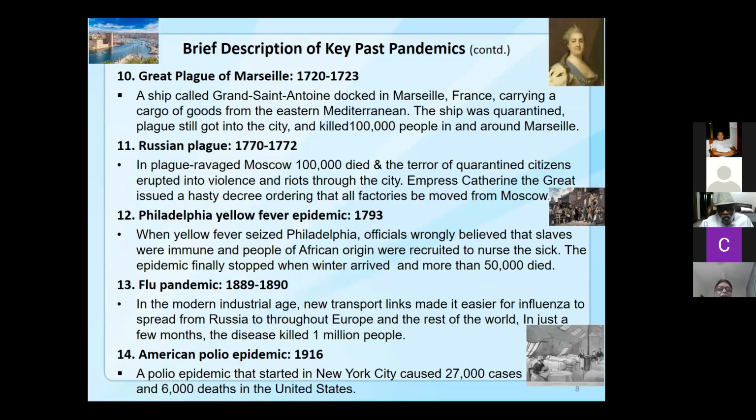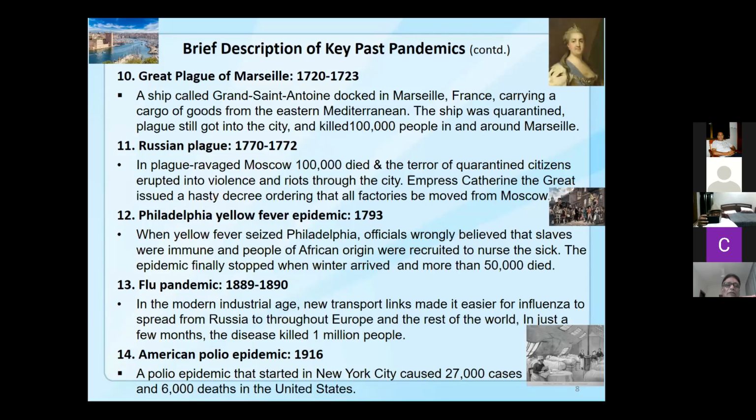We moved to the Great Plague of Marseille in 1720-1723 in France. There was a ship called Grand Saint Antoine, which was docked in Marseille, France, carrying a cargo of food and goods from the Eastern Mediterranean. The ship was quarantined, but still plague got into the city, and it killed around 100,000 people in and around the city.